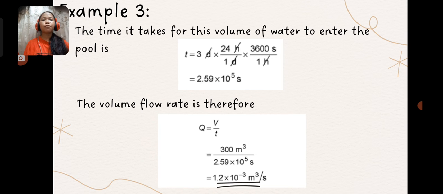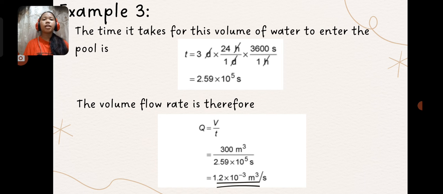The time it takes for this volume of water to enter the pool is time equals 3 days times 24 hours divided by 1 day times 3,600 seconds divided by 1 hour. So the unit we need for time here is seconds. We need to simplify things to derive the time in seconds. In 1 day there are 24 hours, in 1 hour there are 3,600 seconds, that is equal to 2.59 times 10 raised to the power of 5 seconds.